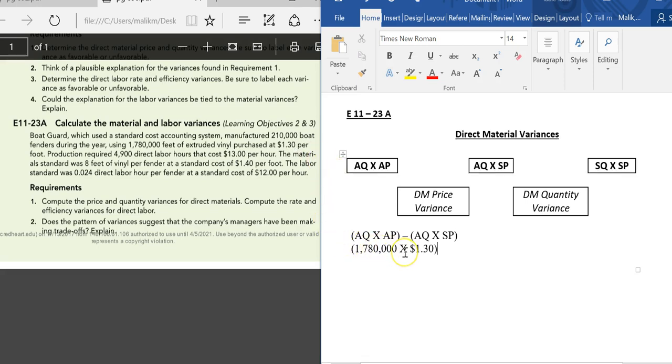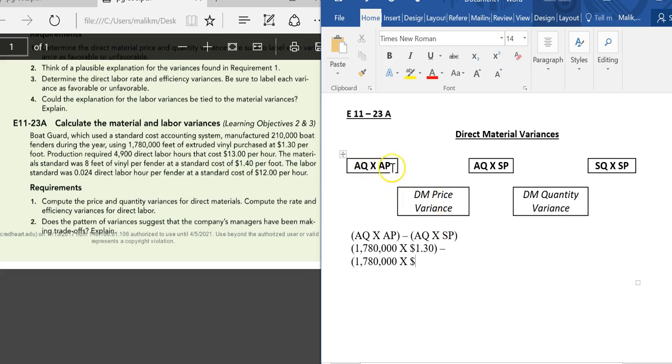This is my actual box, and then I will subtract here the second box, which is again actual quantity, but we're gonna use the standard price. So the actual quantity is again the same, 1,780,000 feet of extruded vinyl. And if you check the standard price per foot, you can read it carefully, and it says that the standard cost per foot is $1.40. So now we're gonna use the standard price.